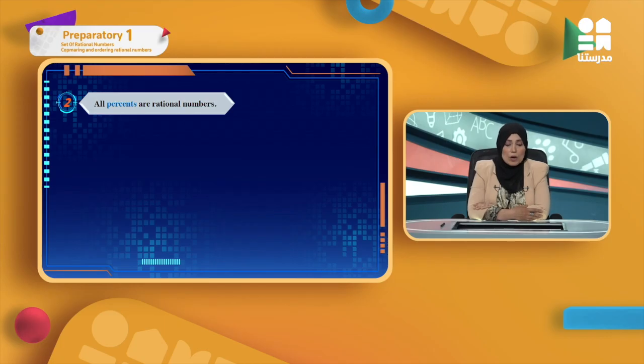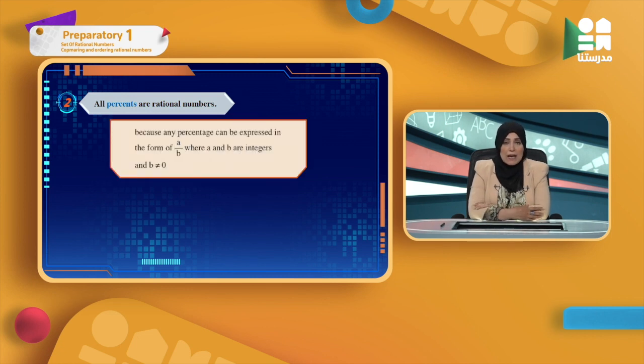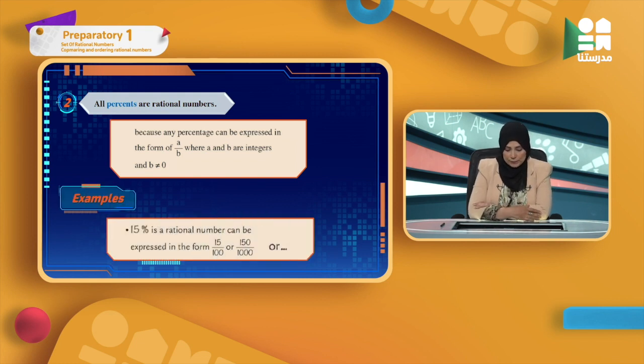Then the second hint is that all percents are rational numbers. How do we know that? As you know, the percentage sign means over 100, and we have to focus on that. Why? Because any number written as a percentage, we can immediately write it over 100. Here we have 15%, a rational number, which can be expressed in the form 15 over 100. And as I said, the percentage sign means over 100.